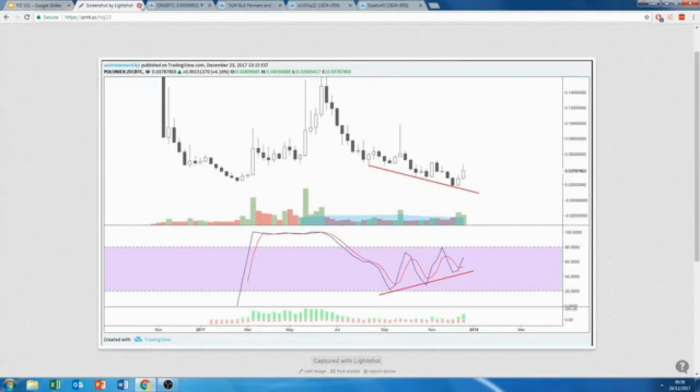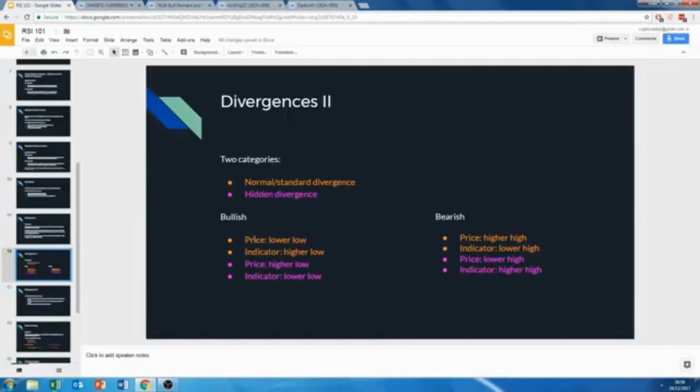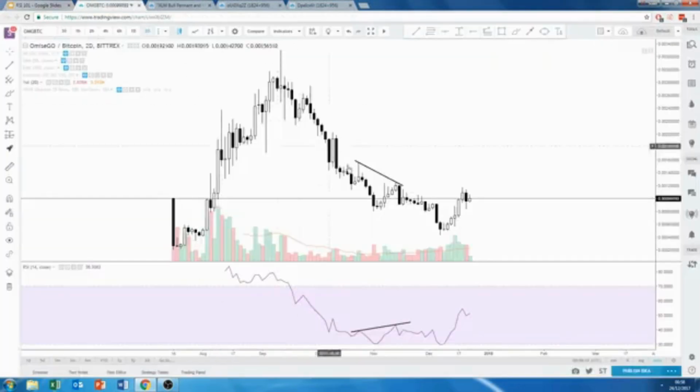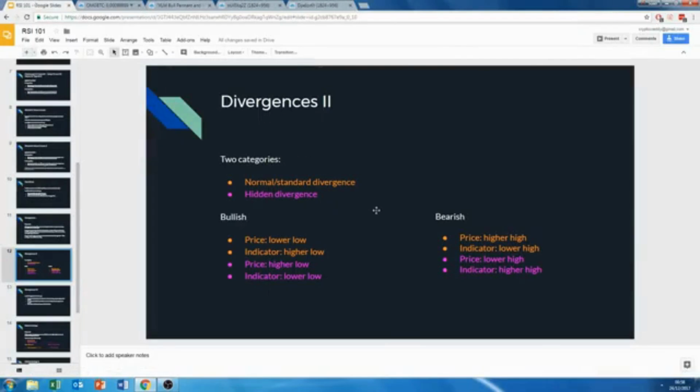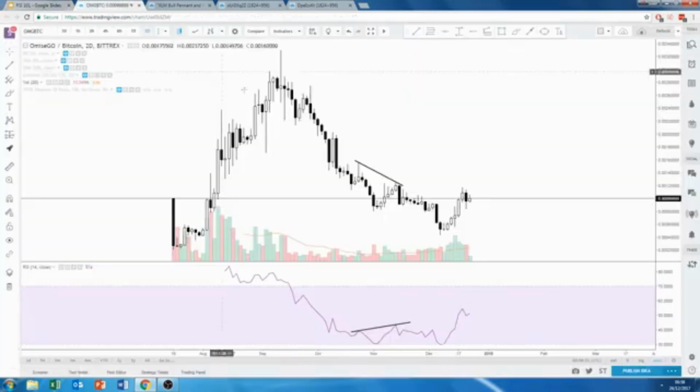Now, let's get to hidden. So those were sort of standard, by our criteria, these were the normal standard divergences. Let's look at some examples of hidden divergences. So, this is one I had for OMG. So let's look at our criteria. A hidden bearish divergence is where price makes a lower high and indicator makes a higher high.